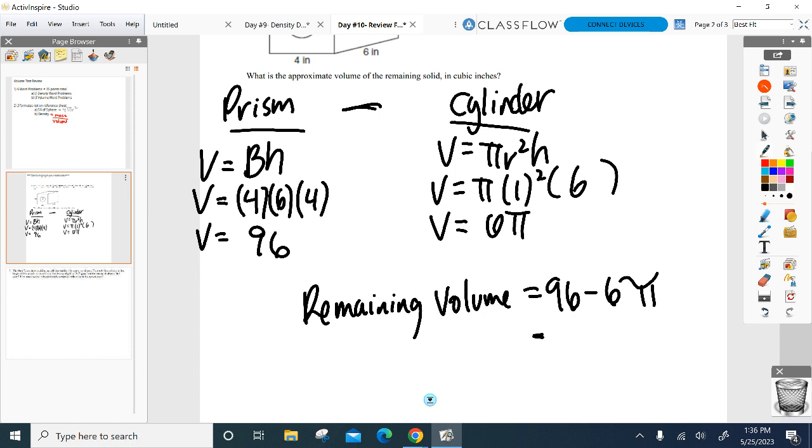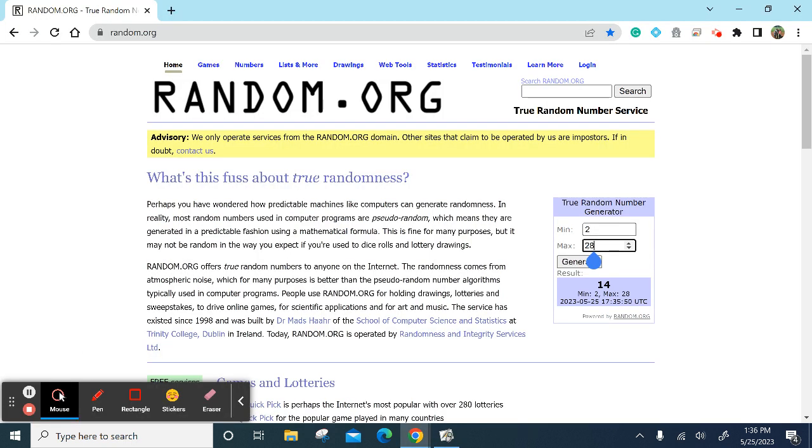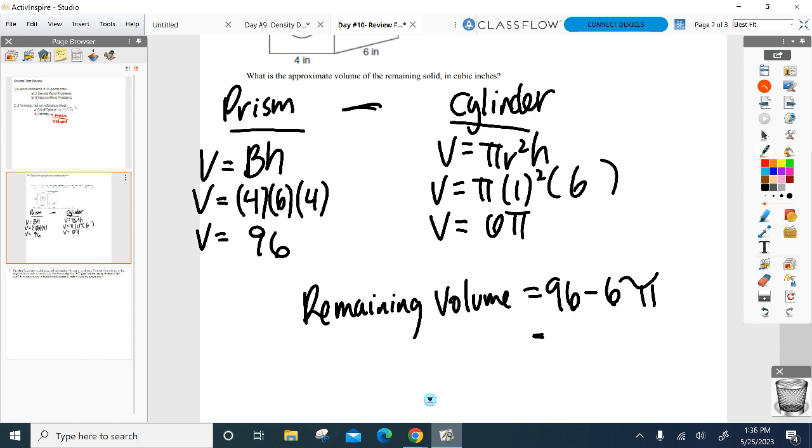Can we please pay attention to rounding directions? You guys were killing me yesterday, walking around. Rounding directions. Nearest whole number. What do you got for me? How much is left? Yep, 77 cubic inches. Boom.